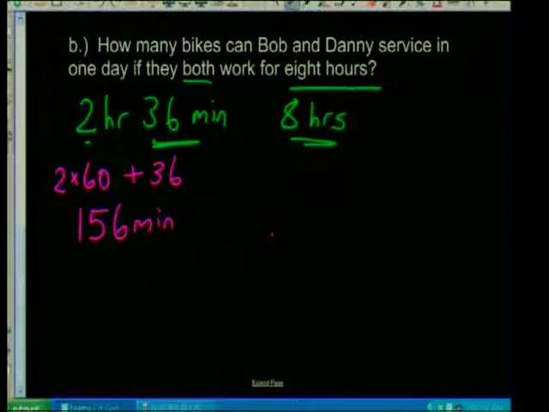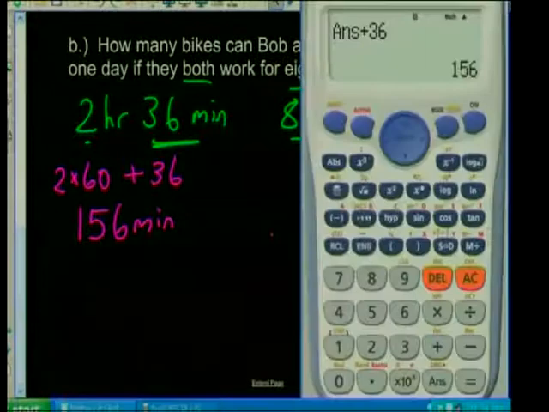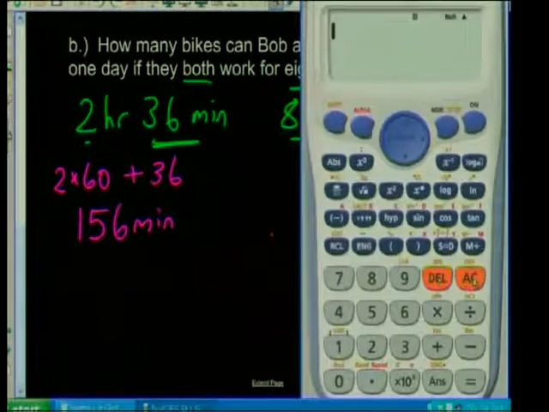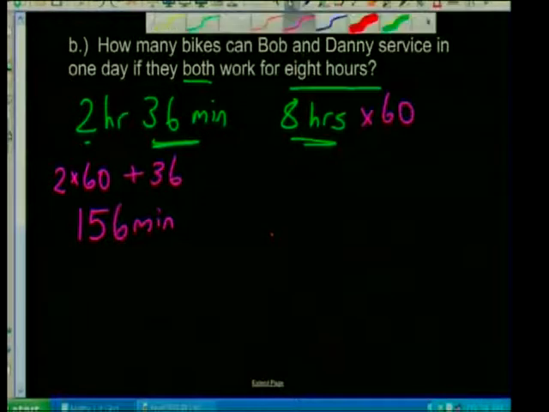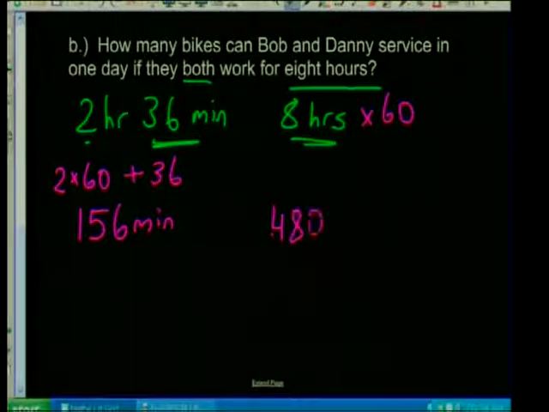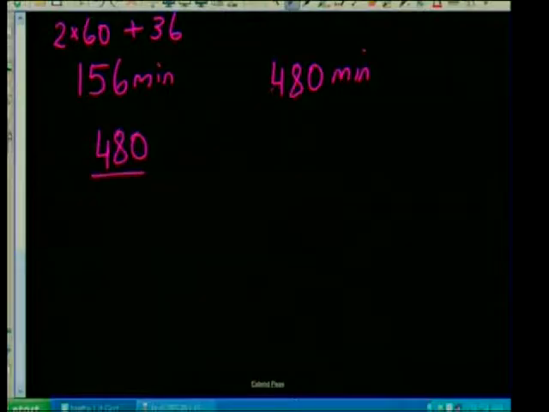How many minutes are there in 8 hours? Let's times that by 60. So we've got 8 times 60 to see how many minutes there are, 480 minutes. So we've got 480 minutes for them to work. Now, let's take the one and divide by the other to see how many bikes they can complete in these 8 hours. So, I'm going to take my 480 and divide by 156.